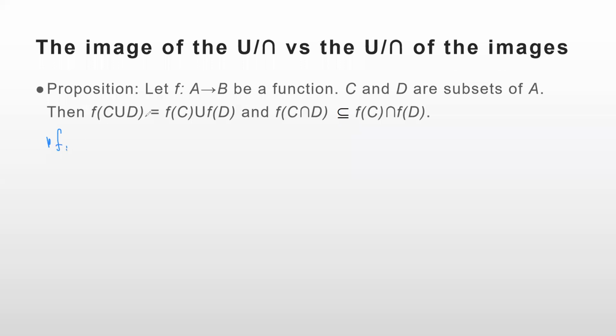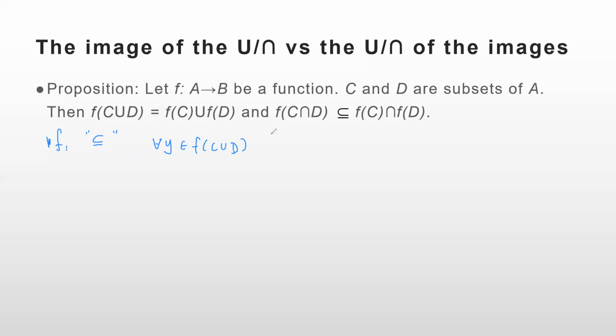In order to prove that two sets are equal, you usually prove two directions. The left side is a subset of the right side, and the right side is a subset of the left side. So let's do that. We show f of C union D is a subset of f of C union f of D. So we start with every y in f of the union of C and D. Usually we use y for the image and x for the pre-image. That's just convention. It doesn't really matter though.